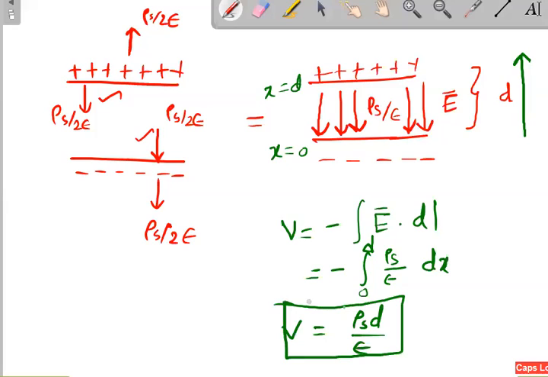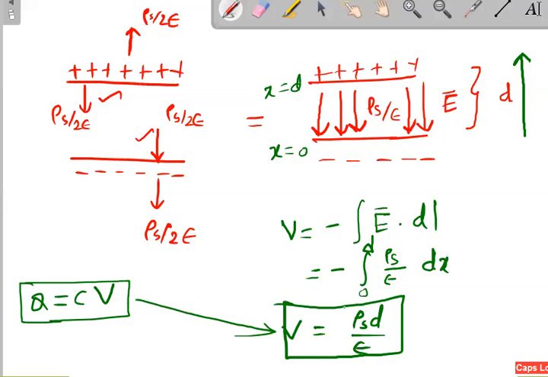Okay. And what is this value, rho s d divided by epsilon? Anyway, you know already what is q. Q is equal to cv. And please, today you do homework whether there is any relationship between these two, whether you can form any relationship with these two.